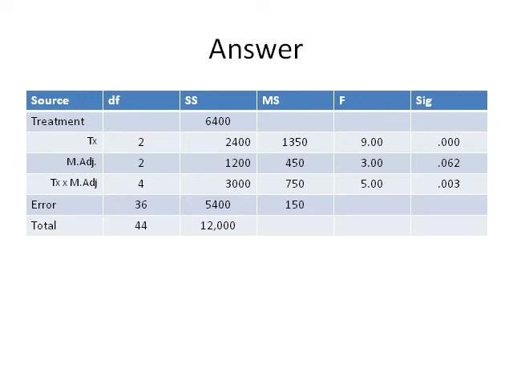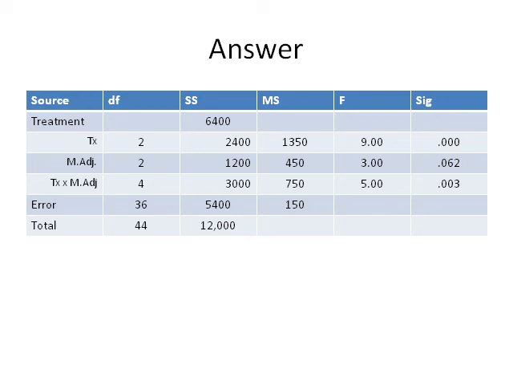Hopefully you received the three F ratios listed in the summary table in this slide. To test hypotheses associated with each of these F ratios, we will need to locate the critical value for each F. To use the F table, we need to know the degrees of freedom for the numerator of the F ratio and degrees of freedom for the denominator of the F.